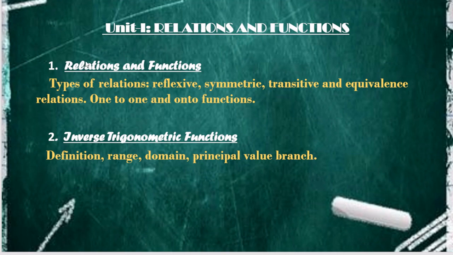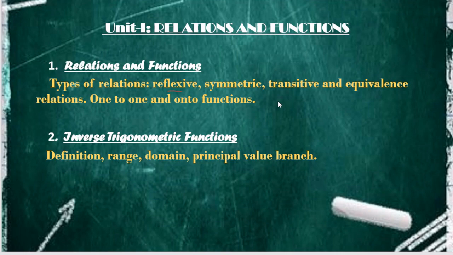In unit 1, relation and function, you have relation and function and second is inverse trigonometric function. So what is there in relation and function? Types of relations, that is reflexive, symmetric and transitive, and equivalence relation is also there. One-to-one and onto functions are there. So no composite function is there, inverse of function is not there, but they will come in your competitive exams.